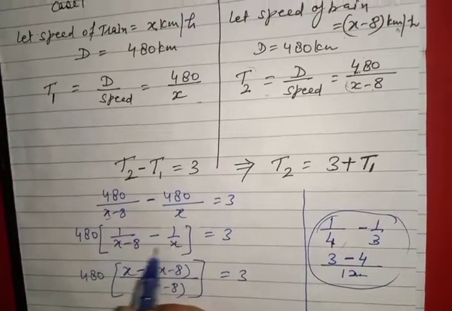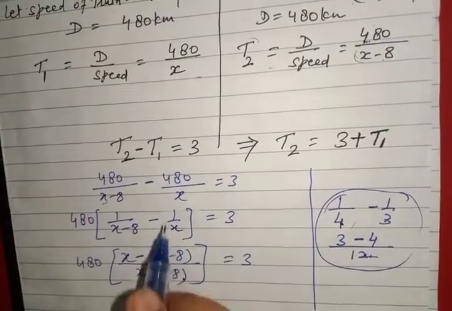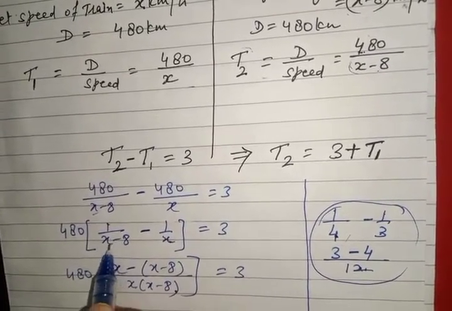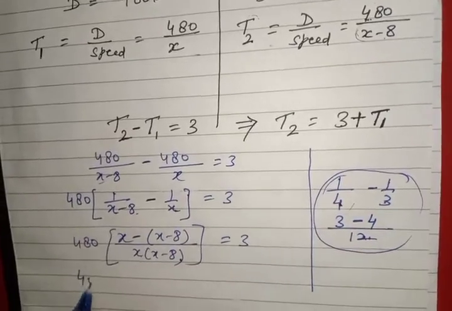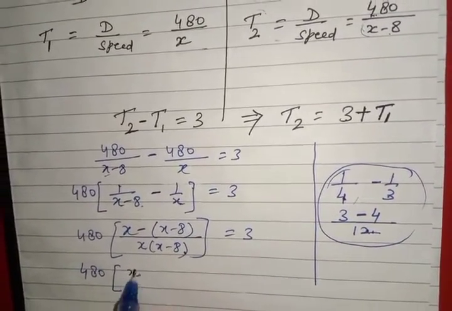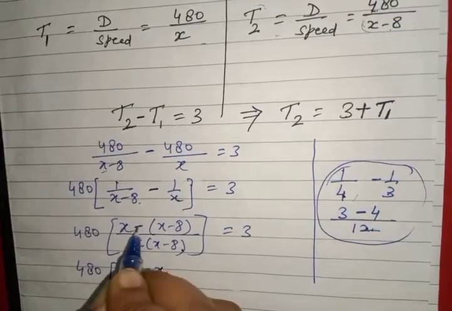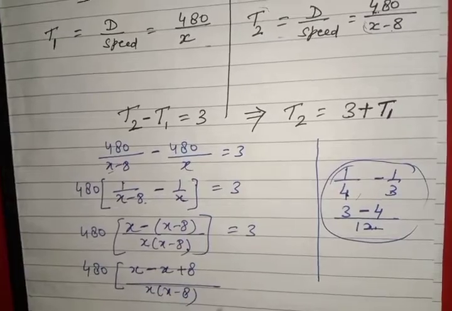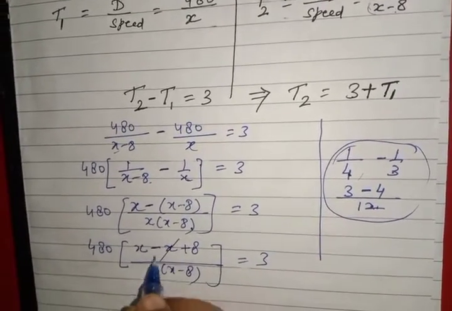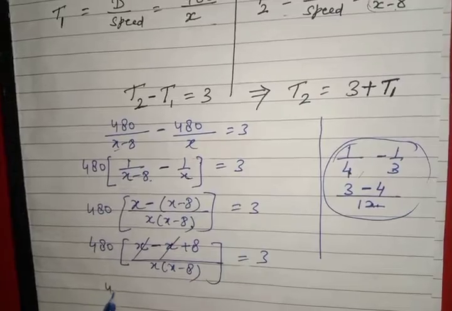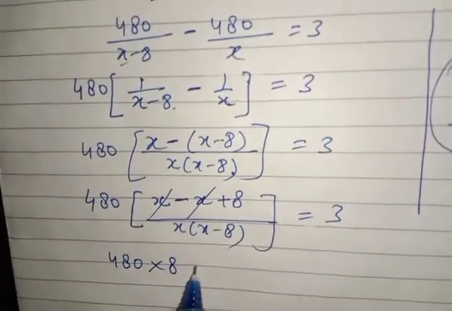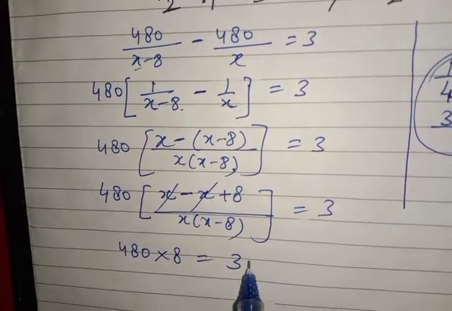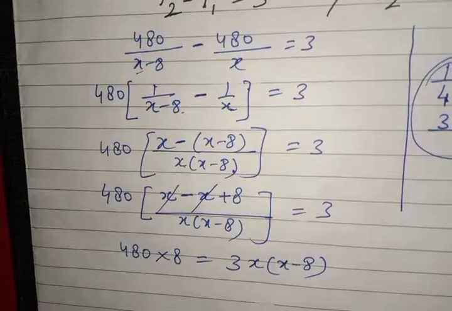Here the multiplication of x and x minus 8 is in the denominator, and then this x will go here with a minus sign, then the bracket comes, x minus 8. Now we'll solve it. 480 times x, and open this bracket, minus x, then minus minus plus 8, upon x times x minus 8, equals 3. Cancel this, then you will get 480 into 8 equals 3. Shift this term to the other side. This is 3x times x minus 8.